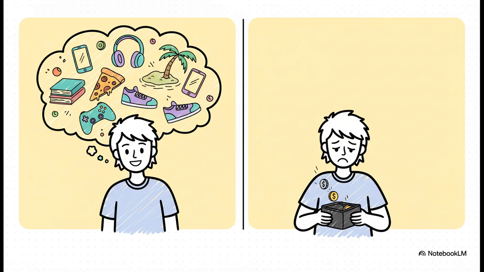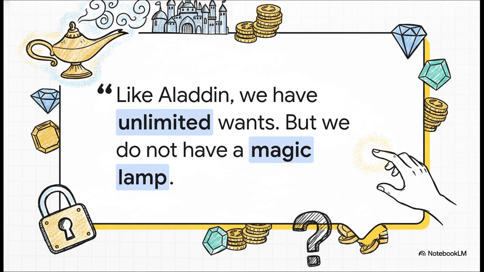This gap, this huge gap between what we want and what we actually have, that's the starting point for all of economics. You know the story of Aladdin, right? He had that magic lamp, and he could get anything he wanted. A giant palace, tons of jewels, you name it. In a way, we're a lot like Aladdin. Our wants are also totally unlimited. But here's the catch. Unlike Aladdin, we don't have a magic lamp. We just can't have everything. And that creates a problem.